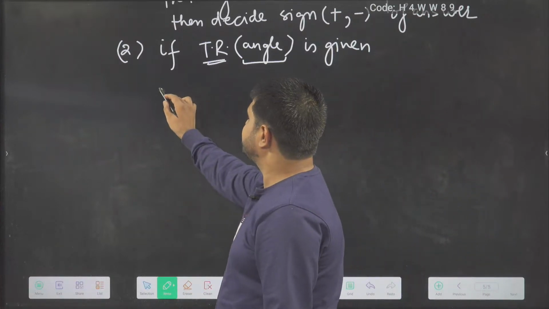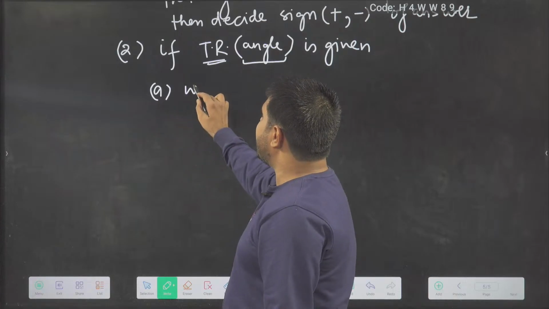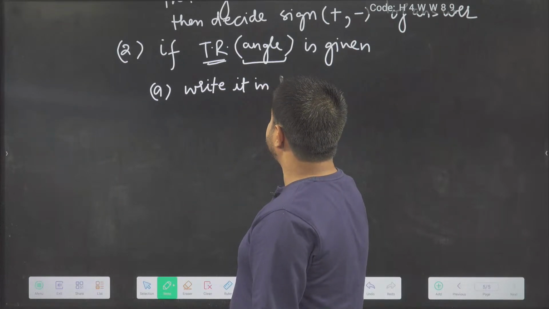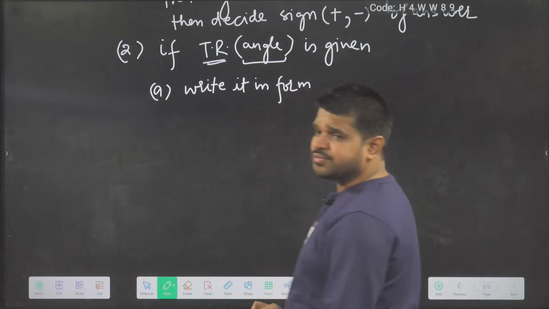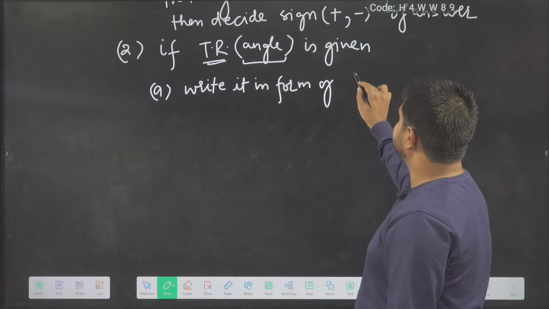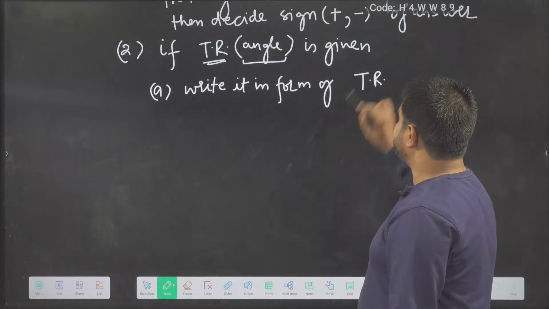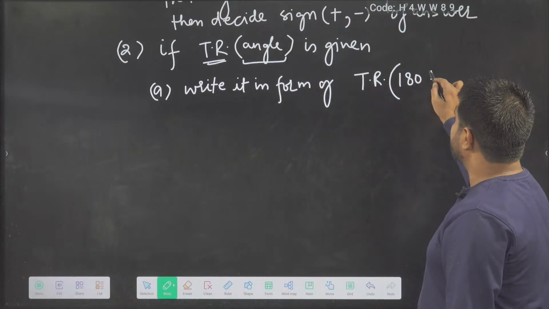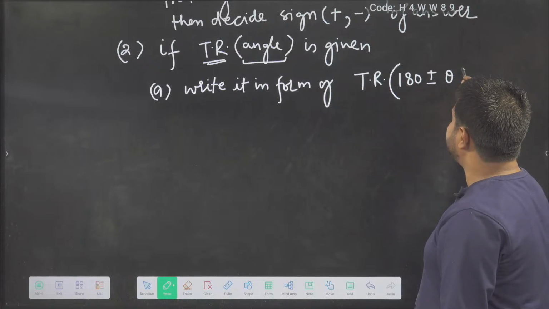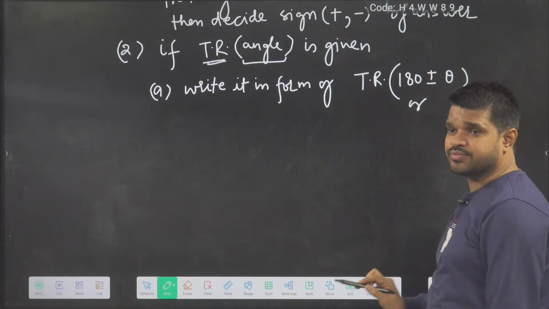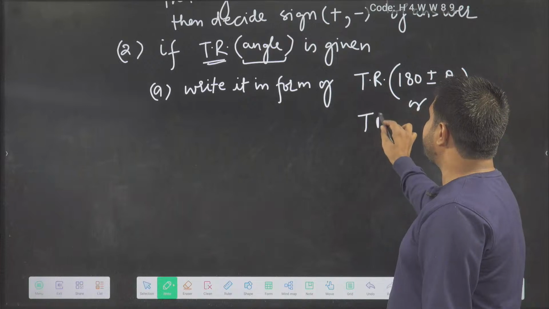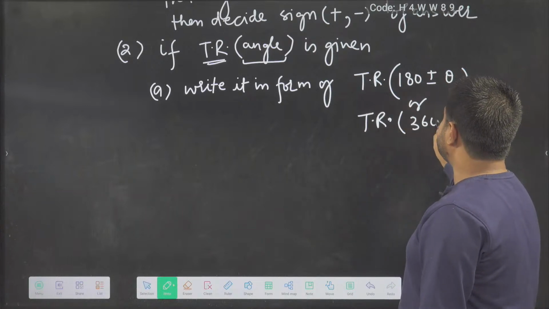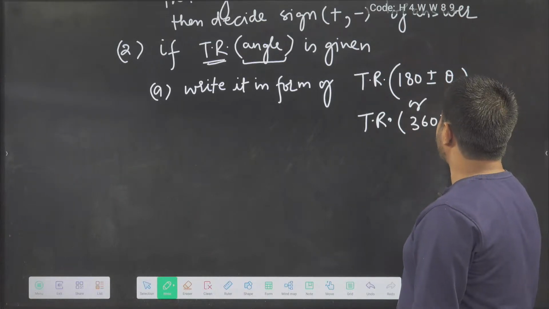First way, write it in the form of trigonometric ratio of 180 plus or minus theta, or trigonometric ratio of angle 360 plus or minus theta.